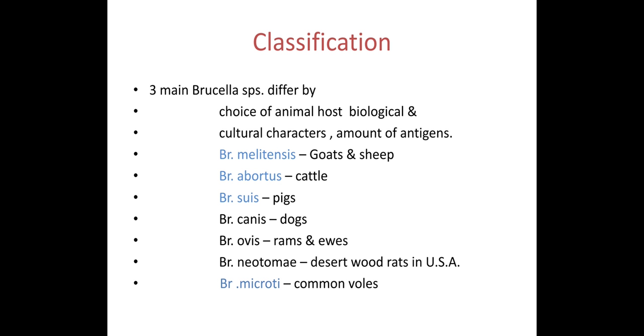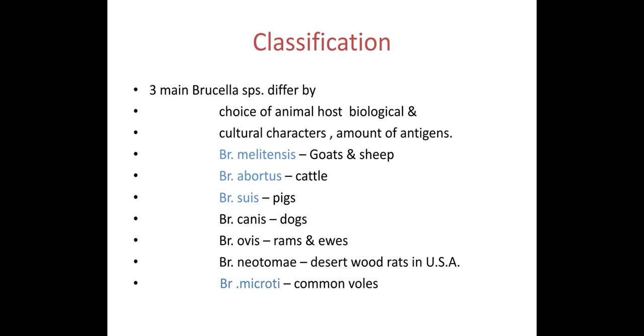Coming to classification of Brucellae. Three important Brucella species are known. By now you are familiar with the words Brucella melitensis, abortus, suis, canis. The classification is basically based on the animal host which acts as their reservoir, their cultural characters and the amount of antigens. So based on that we have Brucella melitensis, which is the pathogen of goats and sheep, and Brucella abortus, whose reservoir is cattle.